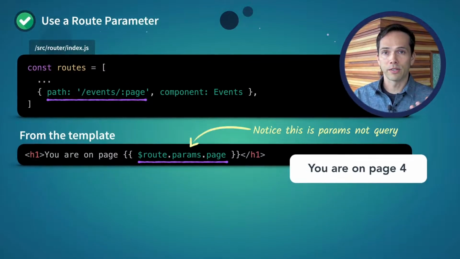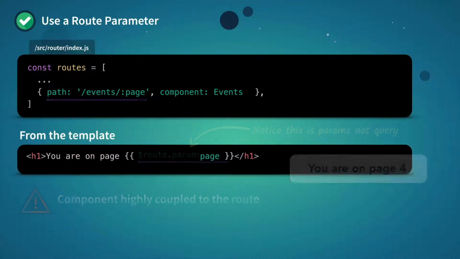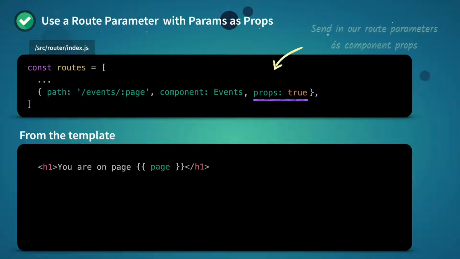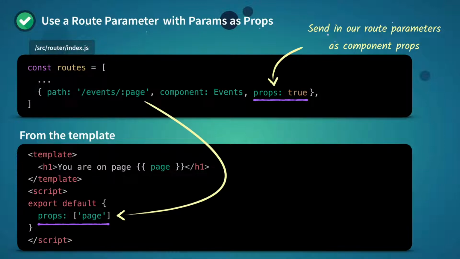There's nothing wrong with this solution, but Vue Router in this case is pretty coupled to our component, and there's another way we can solve this without that coupling. In this case, we can use a route parameter with params as props. To do this, we'll specify props equals true inside of our router configuration. What this does is tells Vue Router to send in our route parameters as component props. So inside the template, we simply specify props page, and page from the URL will get set inside the component, and in this case displayed on the page.